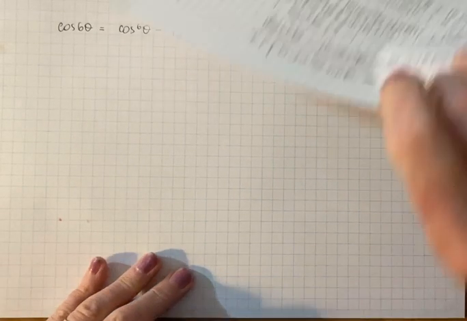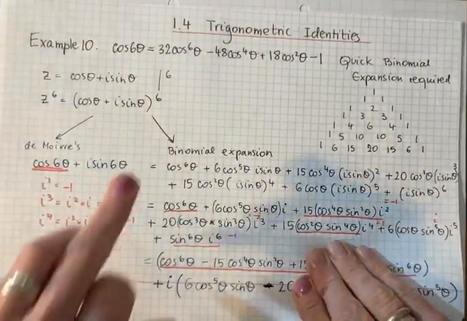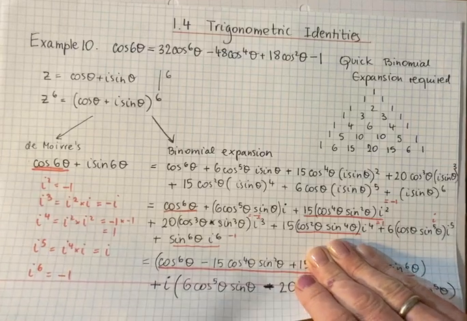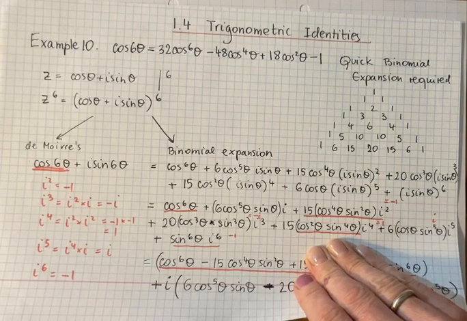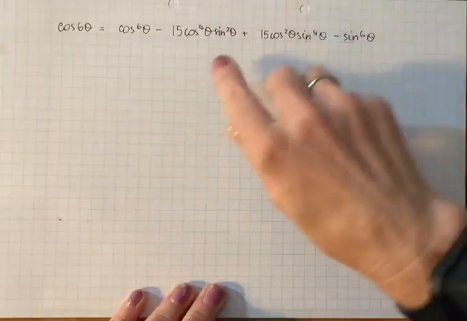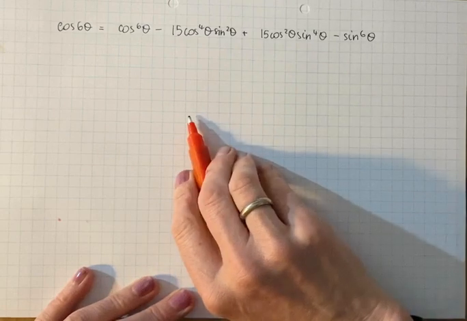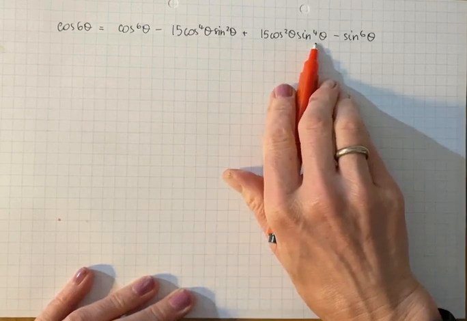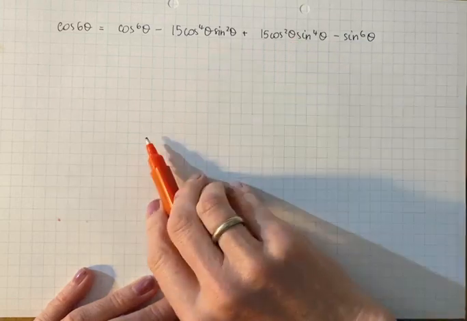But if you look at the question, we want it all in terms of cos only. So 32 cos to the power of 6 theta minus 48 cos to the power of 4 theta plus 18 cos squared theta minus 1. So we need to get rid of those sines. So find the replacement for sine squared, sine to the power of 4 theta, and sine to the power of 6 theta in terms of cos.